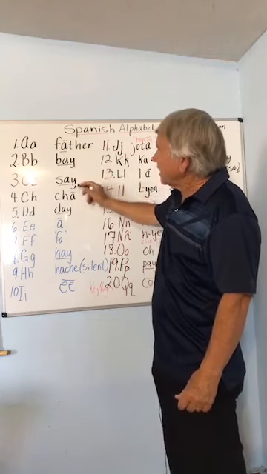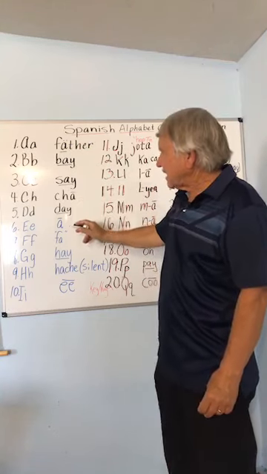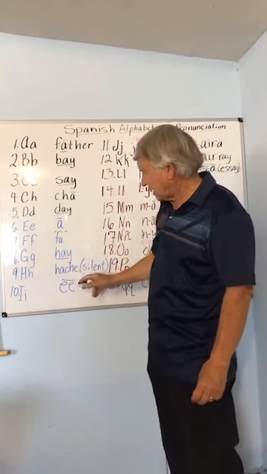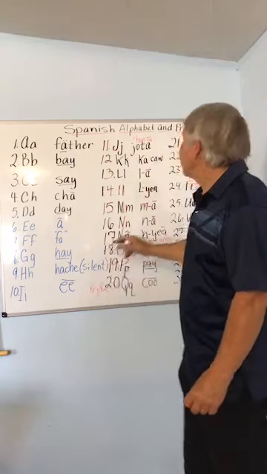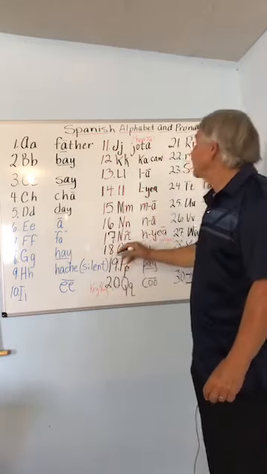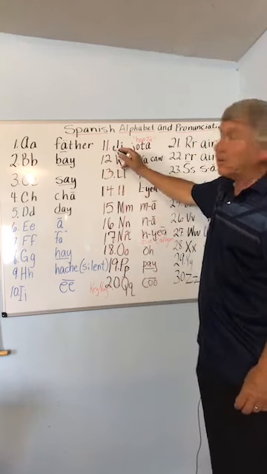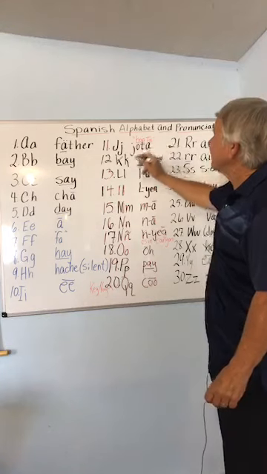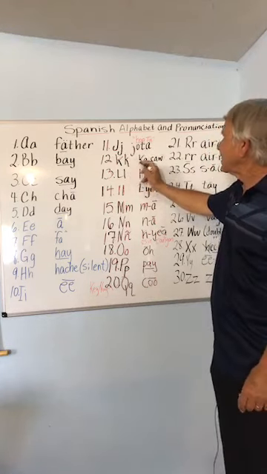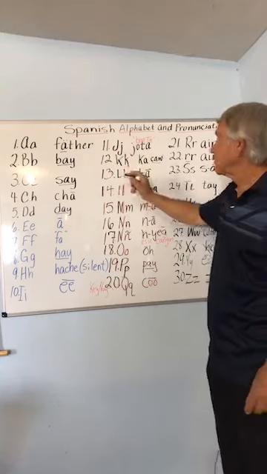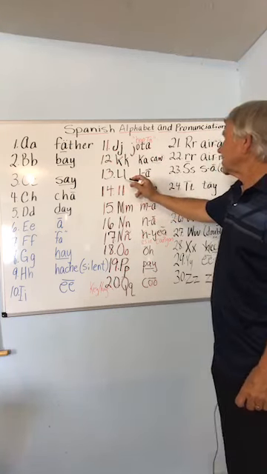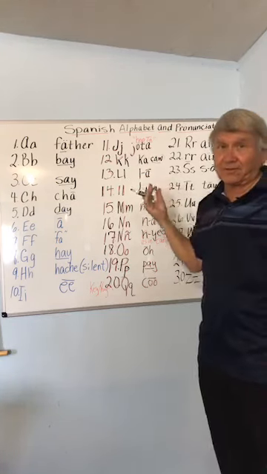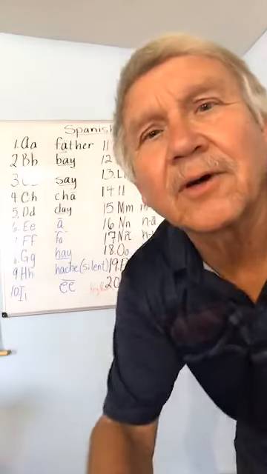A, B, C, Che, D, E, F, G, H, I. And remember, the H is silent though. Okay. Here we go. Jota, I'll put a hole and then ta here. Jota, ka, like the crow, ka. All right. Ele is L. Okay. And then elle. We got two of them. Okay. So then we keep going.